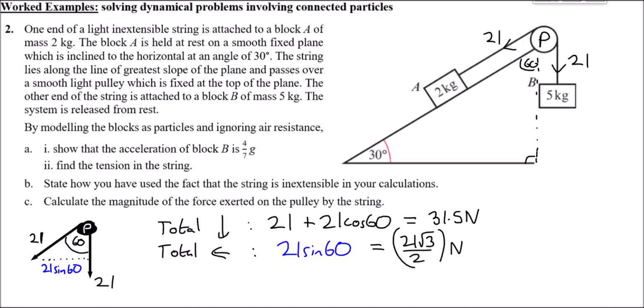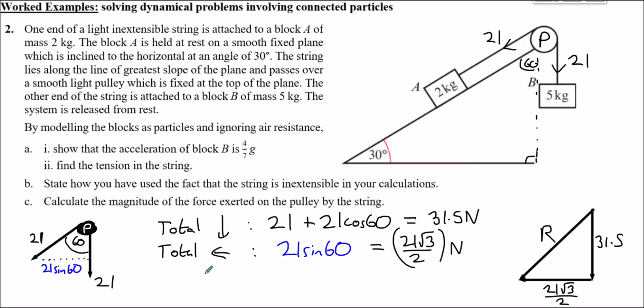So the force is something like this. So we've got going down 31.5, going across, that's wrong direction, silly me. It's 21 root 3 over 2. So the magnitude of a force, the overall force exerted on the pulley by this tension, by the string, is going to be this overall force here, which I'll just call R for resultant.